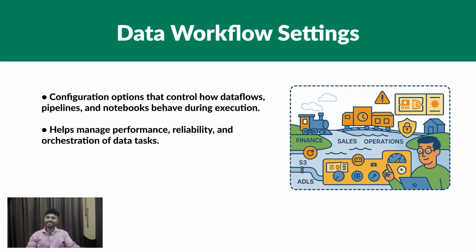Alrighty, now let's understand the concept of data workflow settings. Imagine your data pipeline as a train journey, and workflow settings are the control panel that decides how the train runs. You can set how many trains run at once, that is known as concurrency, how long each train waits at the station, that is timeout, and what happens if a train breaks down, that is retry policy.